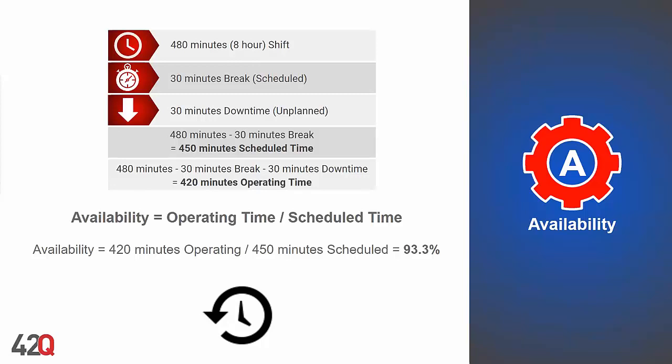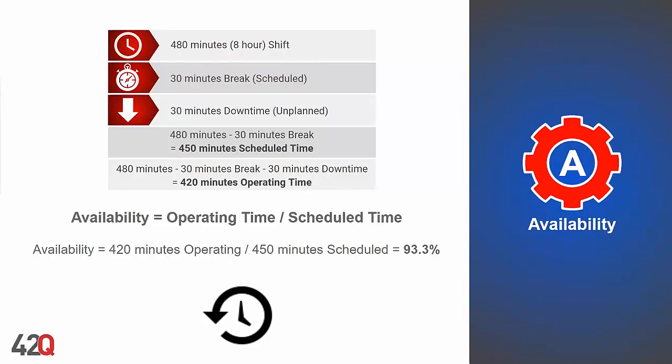All right, so to get our operating time, we're going to take our entire shift time and we're going to subtract any planned downtime and also any unplanned downtime. So in our example here, we would take our 480 minutes entire shift time, and then we would subtract our 30 minutes of planned downtime and our 30 minutes of unplanned downtime. So that's going to give us 420 minutes of operating time.